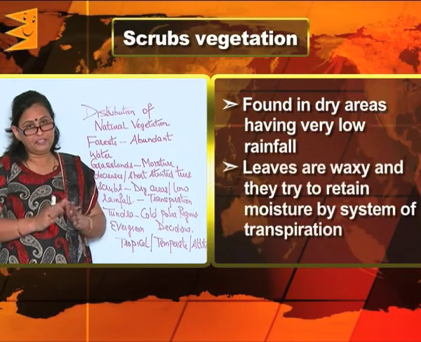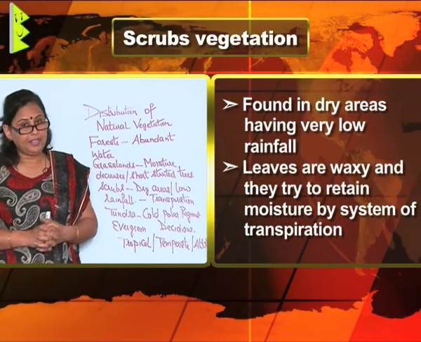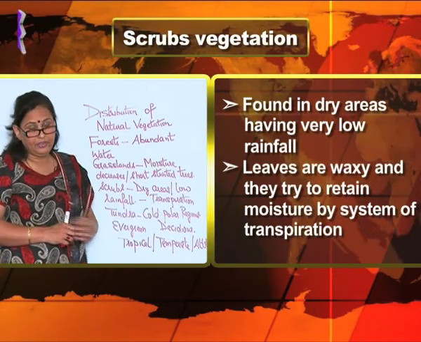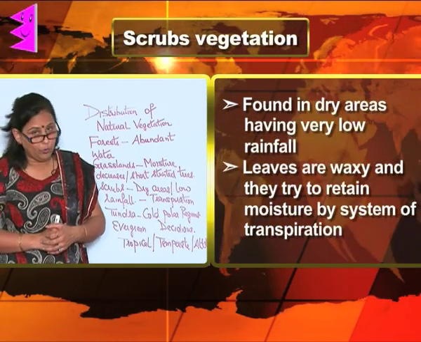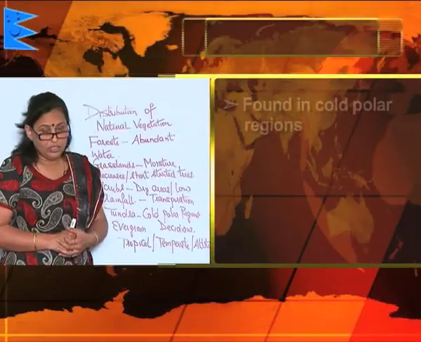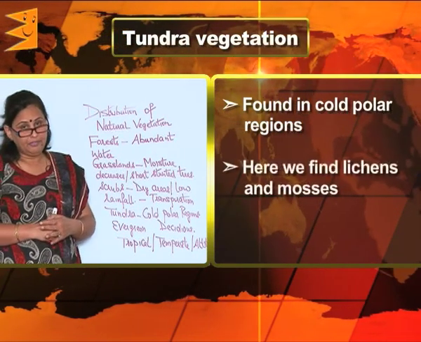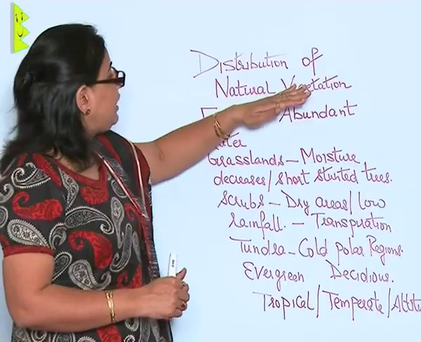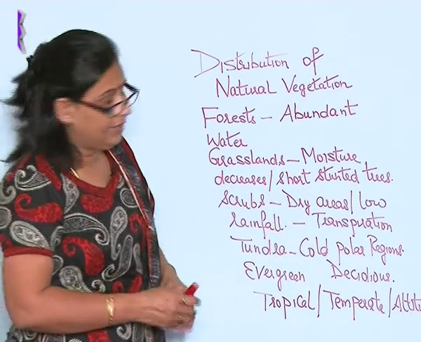The leaves of such kind of trees are waxy and they try to retain the moisture by the system of transpiration. The trees generally have very long, deep-rooted, grounded roots. Then we move on to the tundra vegetation, which is found in the cold polar regions, and here we find lichens and mosses. So this was about the distribution of the natural vegetation in the world.